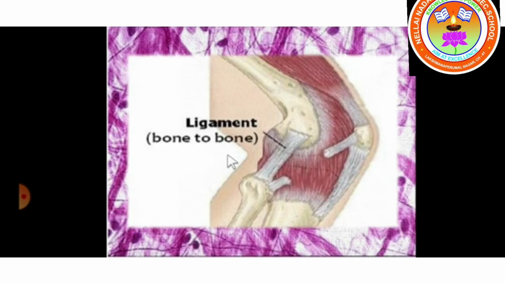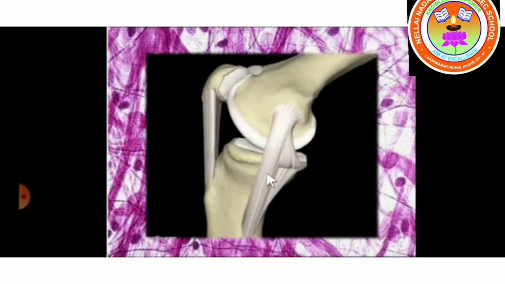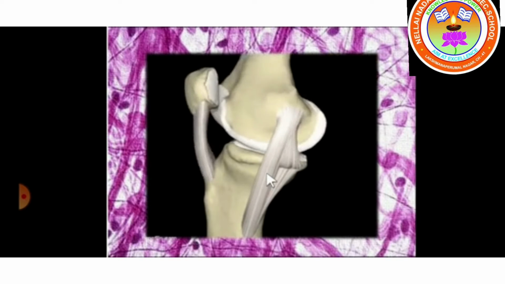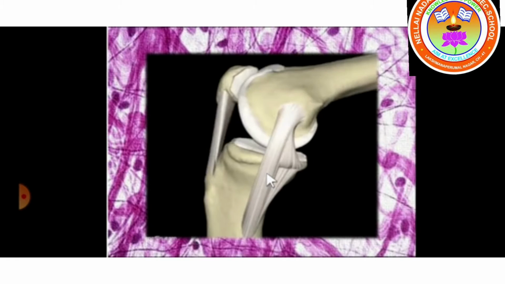Don't forget, children, dense connective tissue is densely packed with fibers and fibroblasts, and the ligaments are made up of fibers and fibroblasts. What are ligaments? Ligaments help to connect two bones together. You can see this white color, band-like structure, which helps to join two bones together. They contain very little matrix. They strengthen the joints and allow the normal movement of the bones.